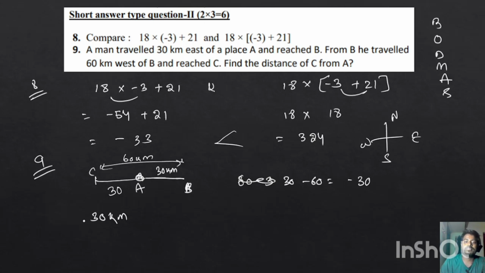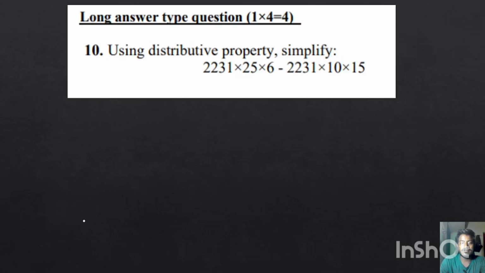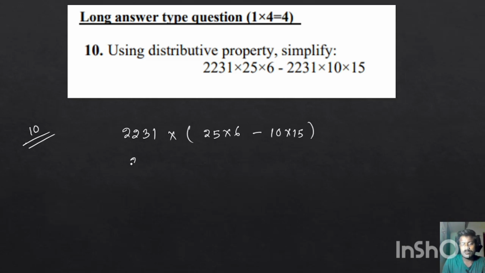Now the last question, number 10. Using the distributive property, simplify. Here, how to solve? First we take common 2231 into the remaining, 25 into 6 minus 10 into 15. Now 25 times 6 is 150, then 150. So 150 minus 150 is 0. So the answer is 0.